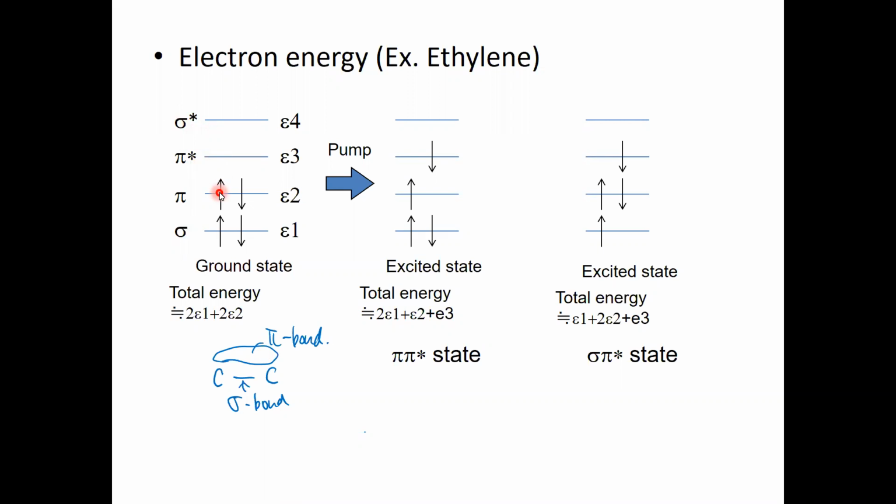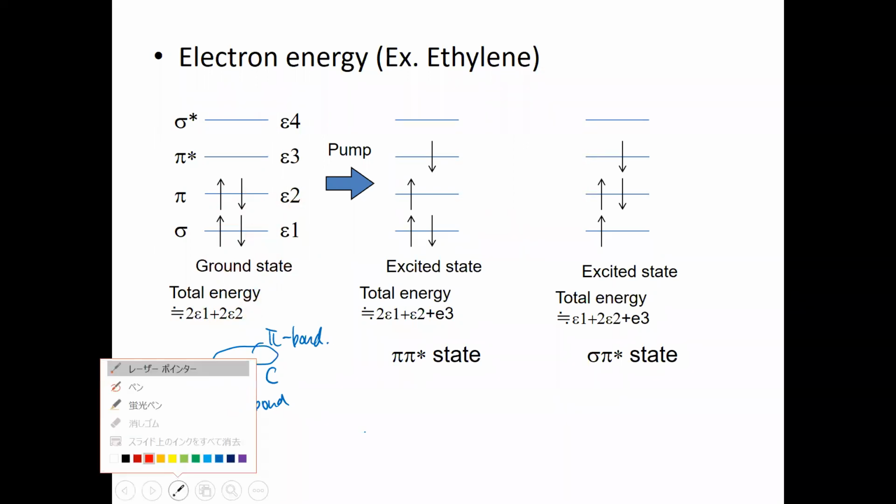So when we simply think about the energy of electrons, if we have an electron in the sigma bond, the energy is approximated to be epsilon 1, and in the case of an electron in the pi bond, it's equal to epsilon 2. Of course, this is just a simple approximation. The total energy of these electrons is 2 times epsilon 1 plus 2 times epsilon 2. Right?